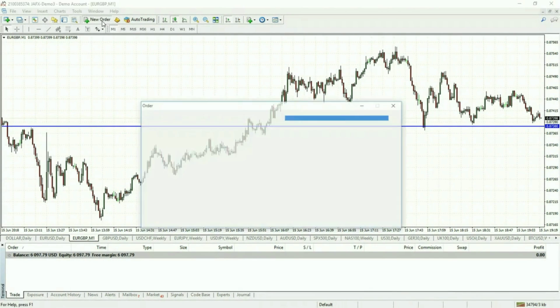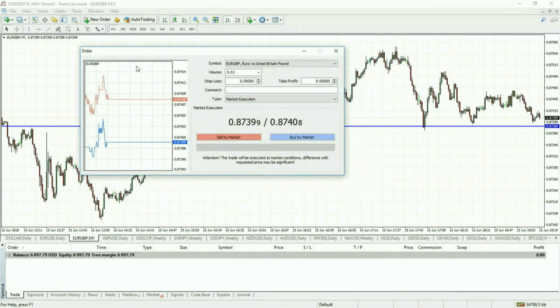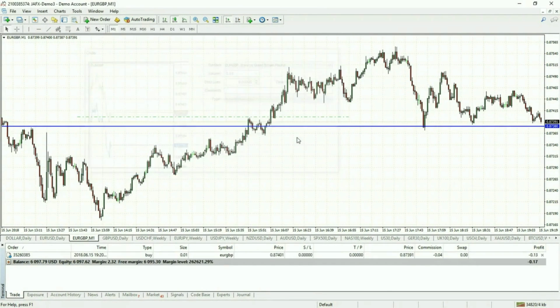Now I'll go to my new order and I'll look to simply buy this market. I can see the ticker chart to the right hand side. I'm just looking to buy this market at a price with a 0.01 lot, just as close to the level as I can get. And again, I'm paying the spread just to get into this trade.